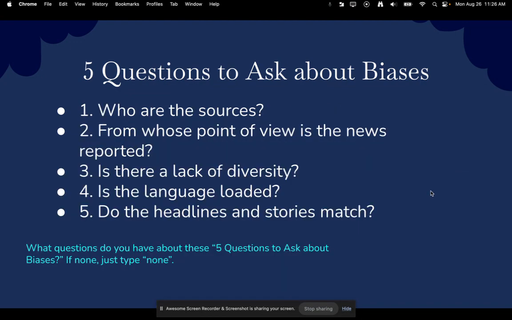So, again, here are the 5 questions to ask. So, number 1, who are the sources? 2, from whose point of view is the news reported? 3, is there a lack of diversity? 4, is the language loaded? And 5, do the headlines and the stories match? So, I'm going to pause here for a second. What questions do you have about these 5 questions to ask about biases? If you don't have any, that's okay. Just type none.